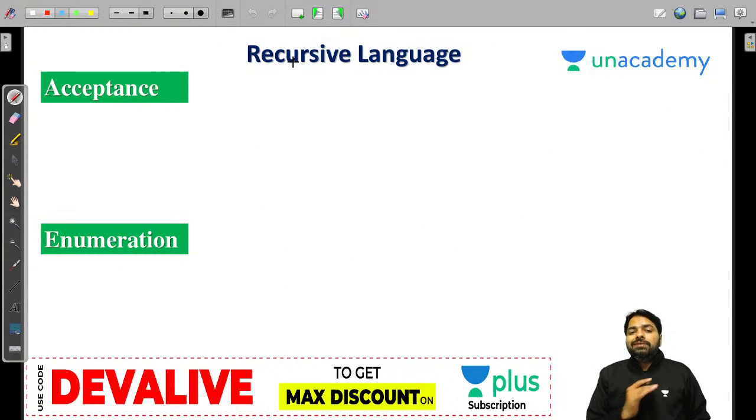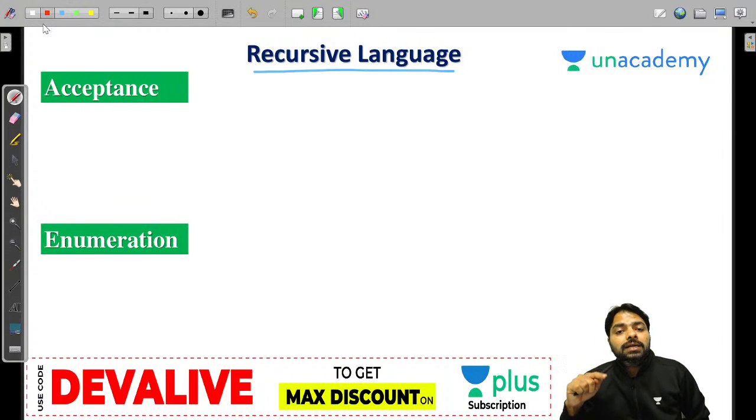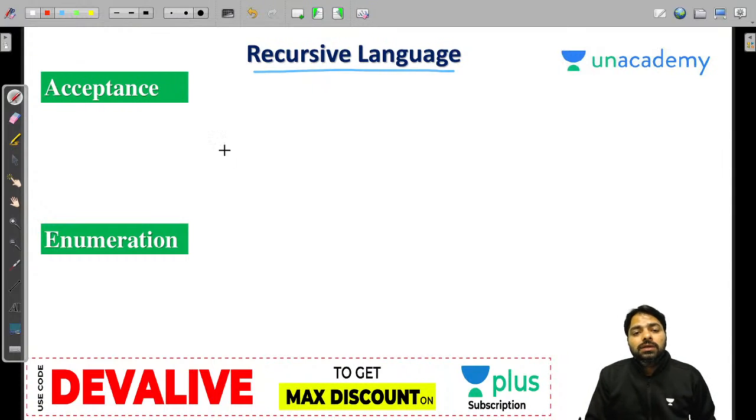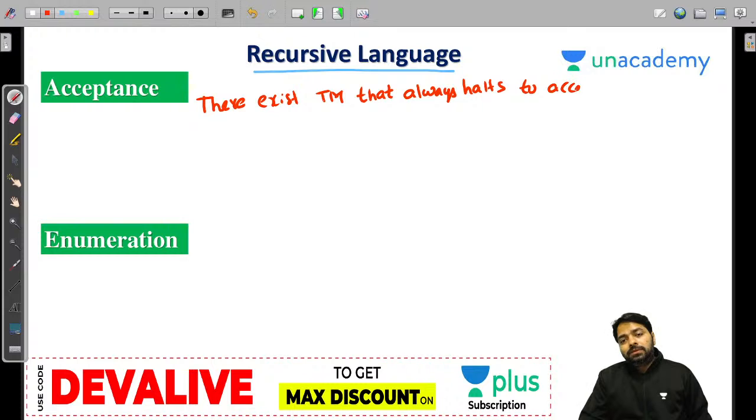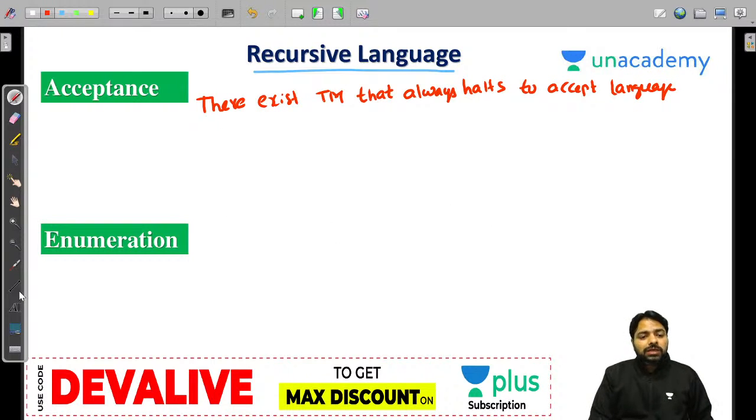But when it comes to a recursive language, I can say that there exists a Turing machine. I am not saying that every Turing machine in the world. There exists a Turing machine that always halts. There exists, remember, not every Turing machine, remember. There exists a TM that always halts and also accepts one language, and that is called a recursive language. There exists a TM that always halts to accept a language. That language is called a recursive language, guys. That means I can design some Turing machine like this.